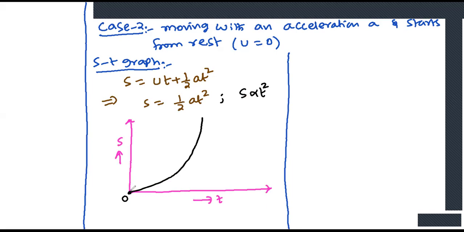That means, in the previous case, the variation of displacement starts from a fixed point, having an initial displacement. But here, the initial displacement is 0. Okay, fine.